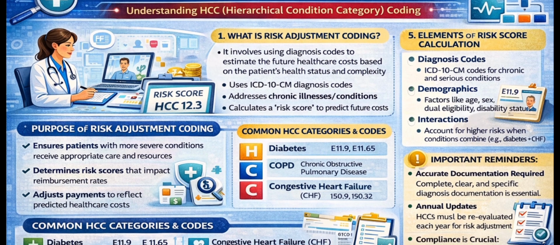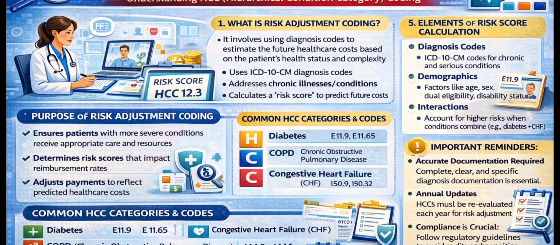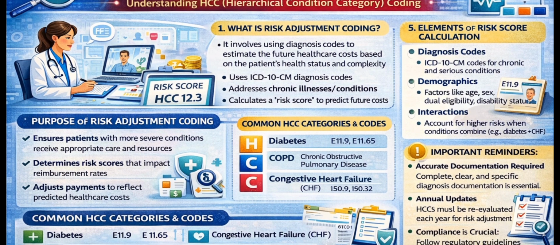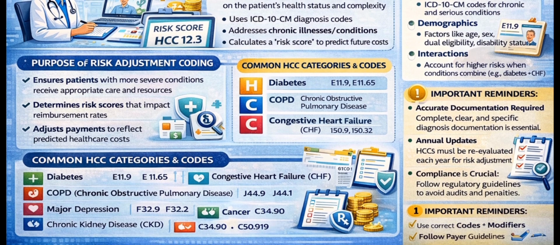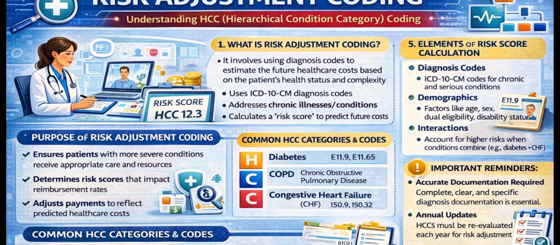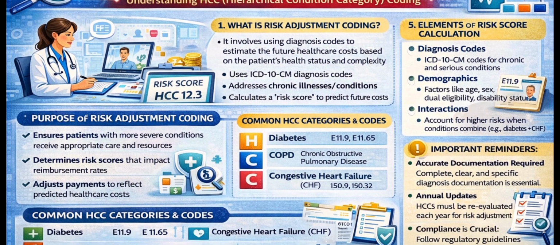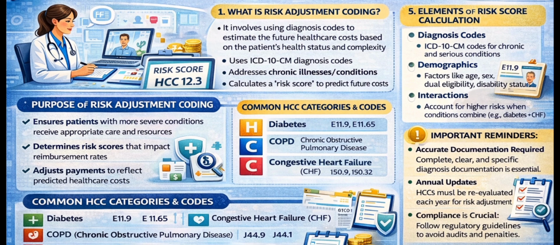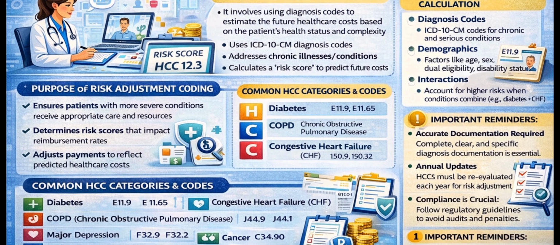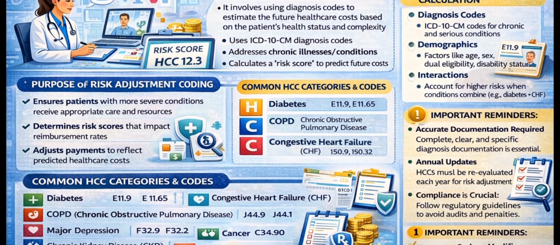So next we will talk about the demographics. The factors involved are age, sex, dual eligibility, and disability status. The last one is the interaction, which accounts for a higher risk when conditions are combined. For example, diabetes plus CHF.